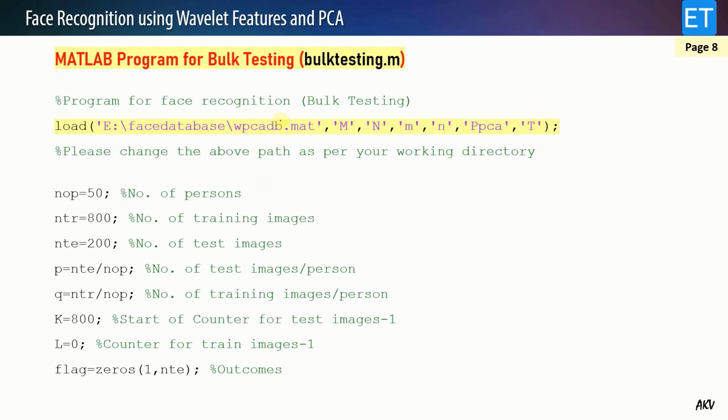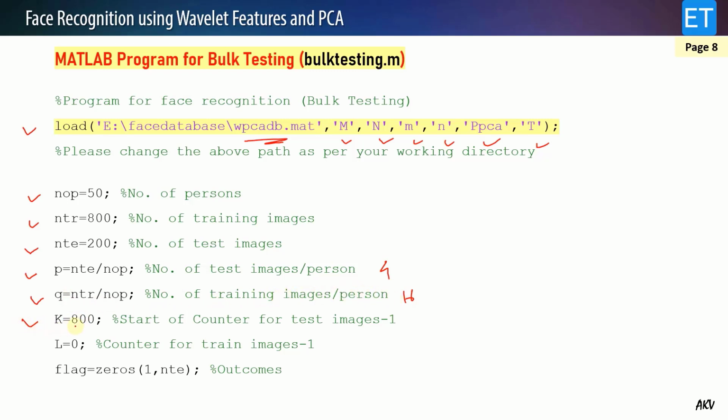In this bulk testing.m, the program will automatically read all the 200 test images and find the corresponding recognition results. First you have to load that .mat file to get the variables which are needed. Then define the number of persons, 50, number of training images, 800, number of test images, 200, and then P, that is NTE upon NOP, the number of test images per person. Obviously it will be 4, that is 200 upon 50. And Q is NTR upon NOP, 800 upon 50, that is 16, so the number of training images per person is 16.